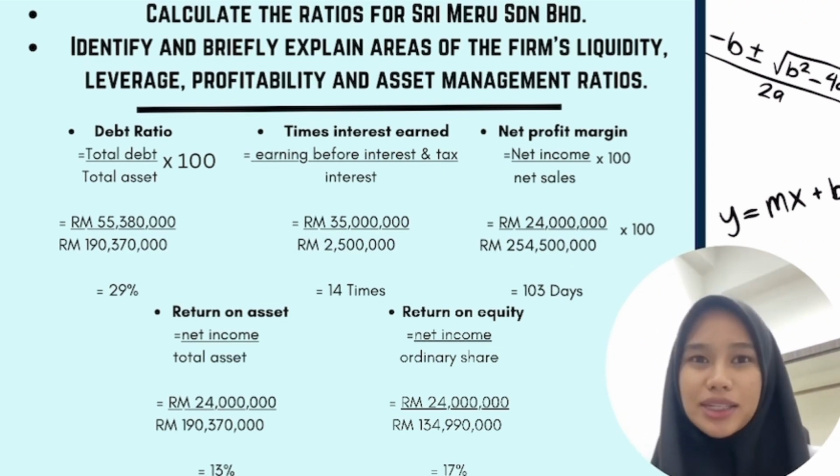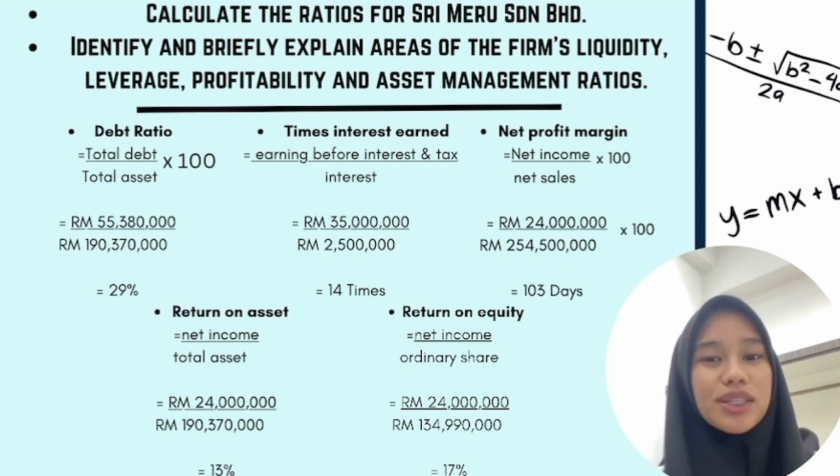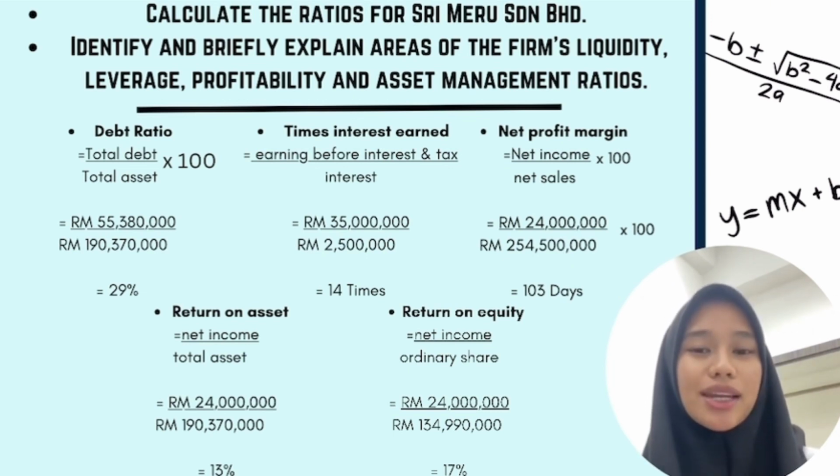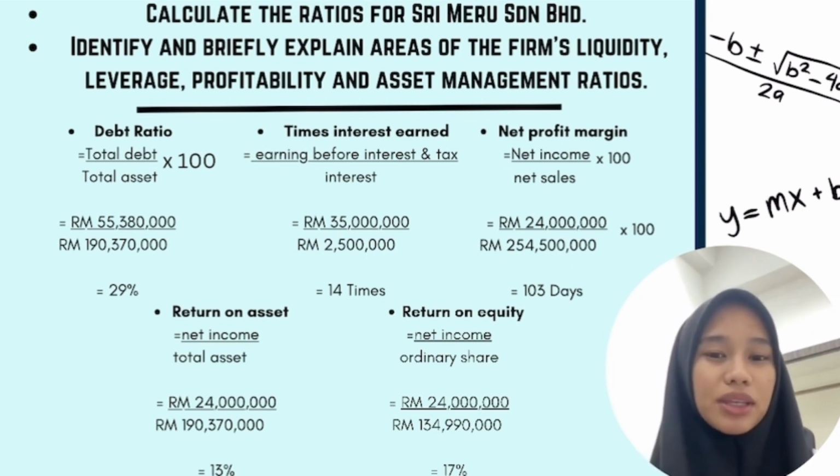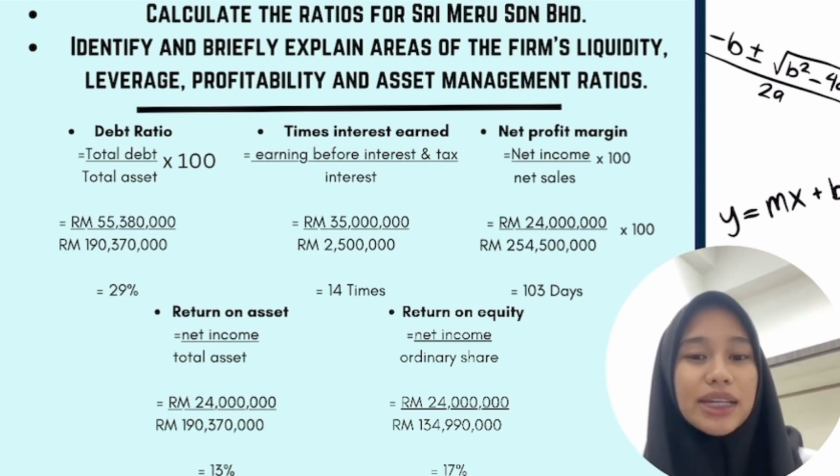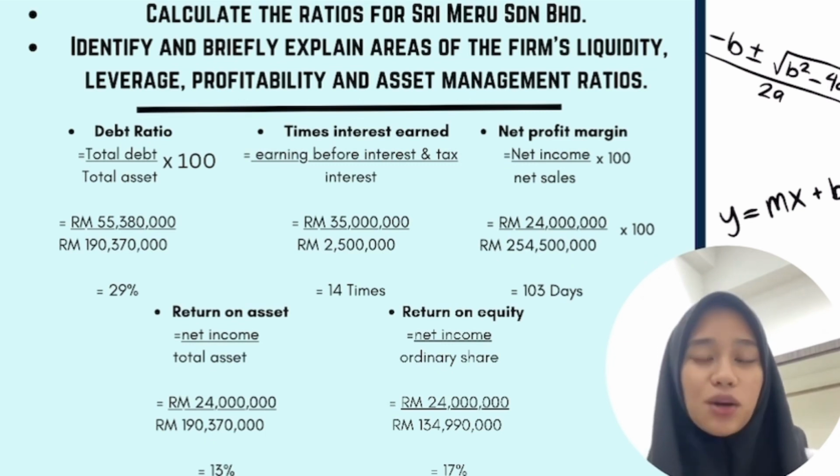Next is time interest earned. The formula is earnings before interest and tax divided by interest. Time interest earned for Sri Meru Sdn Bhd is much better than industry. It is because the time interest earned for Sri Meru Sdn Bhd is higher, which is 14 times, while time interest earned for industry is lower, which is 9.6 times.